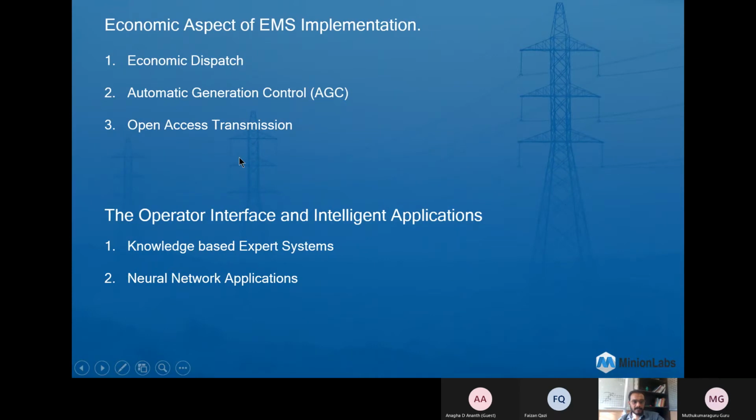So the second aspect is the operator interface and intelligent applications. Under that, knowledge-based expert systems. Knowledge-based systems involve the use of expert system software, which allows encoding of the knowledge about a power system into the computer and manipulation for solving special problems.